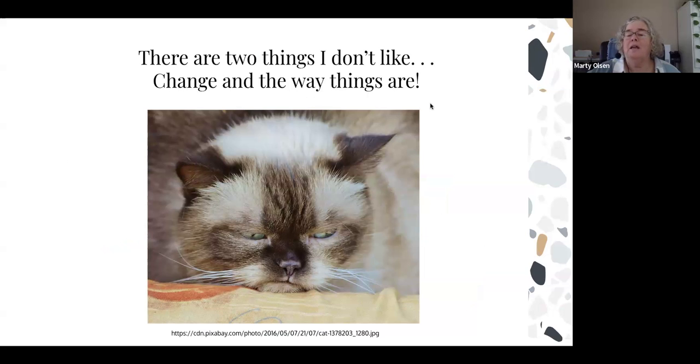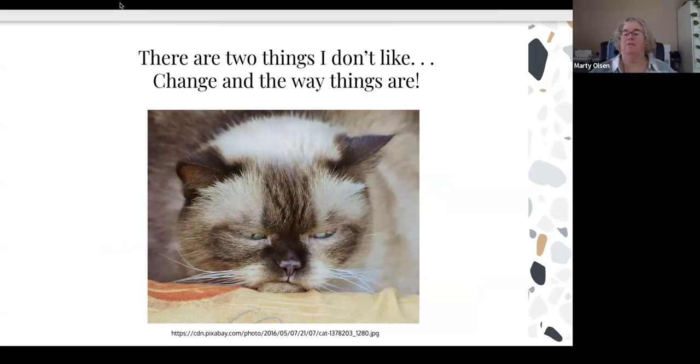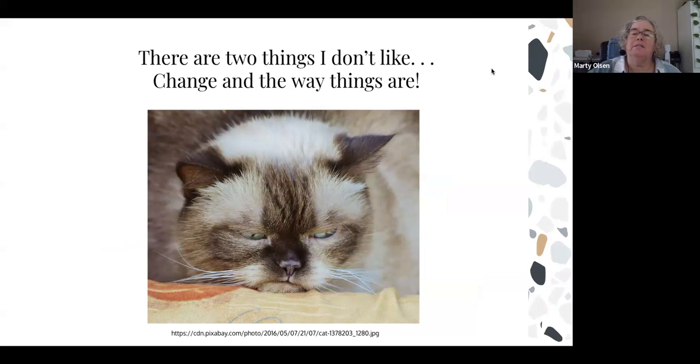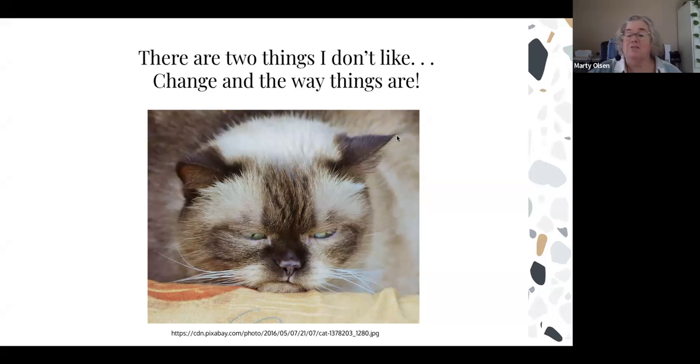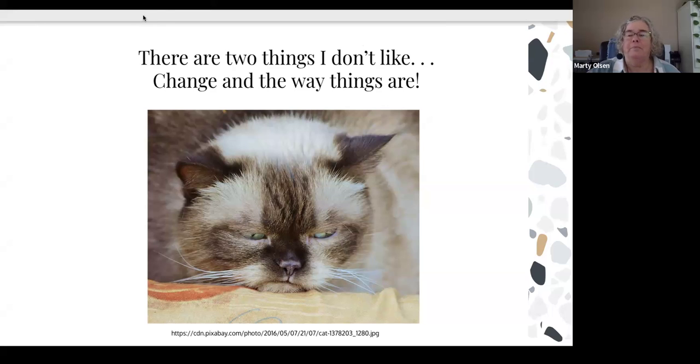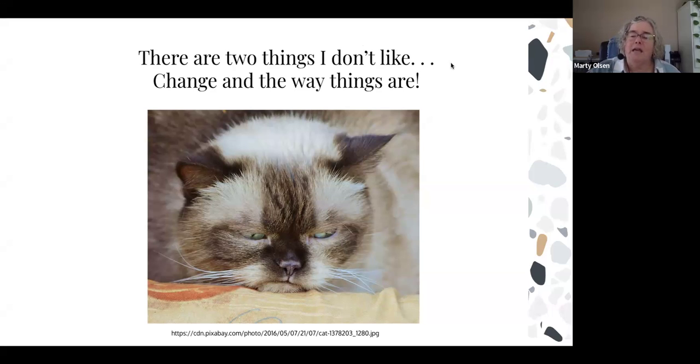Okay, so how many of you have had this particular cat in your program? Someone who says about change, which is what we're doing with this new STEPS test, there's two things we don't like: change, but also the way things are. So how many people have complained over the last few years about the tests as they were, saying they need to be updated, we need to do something different?